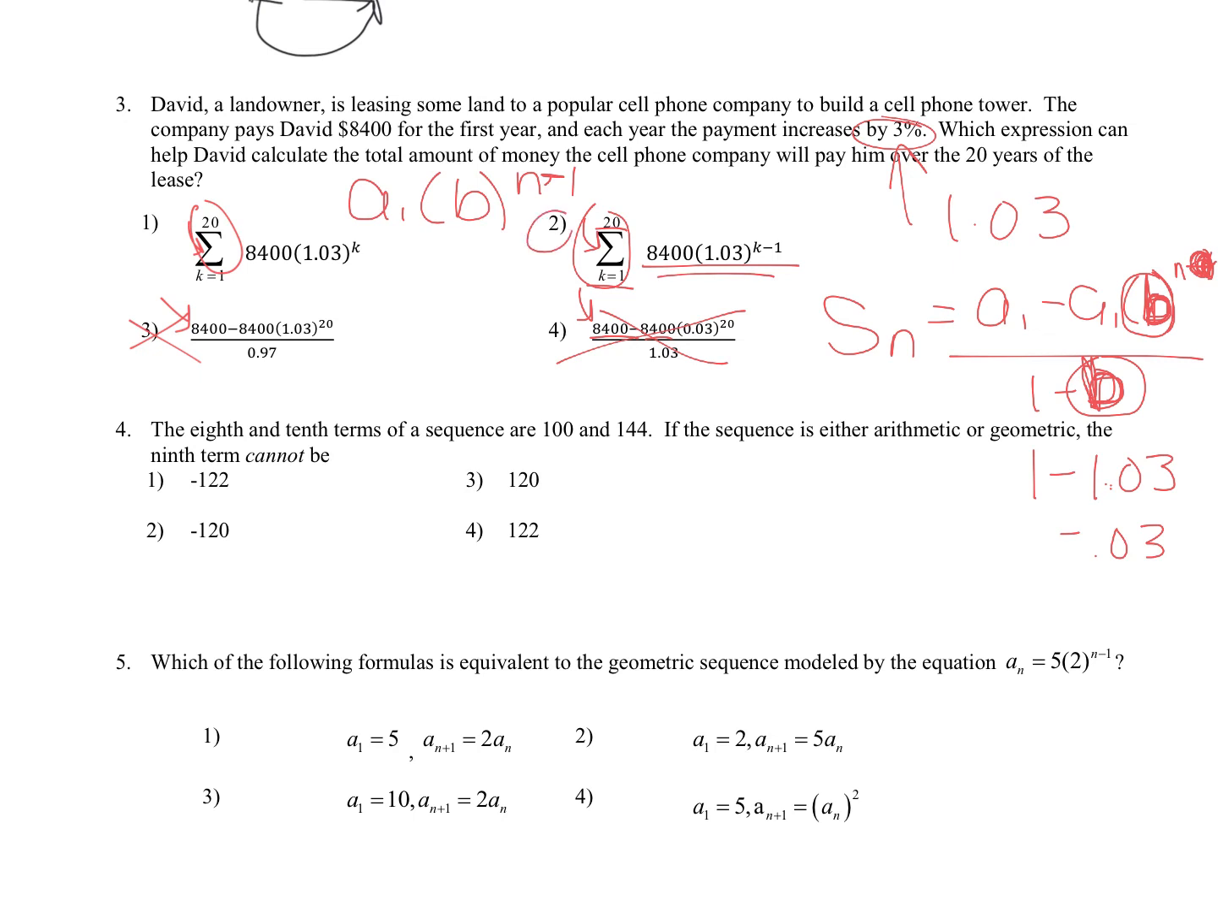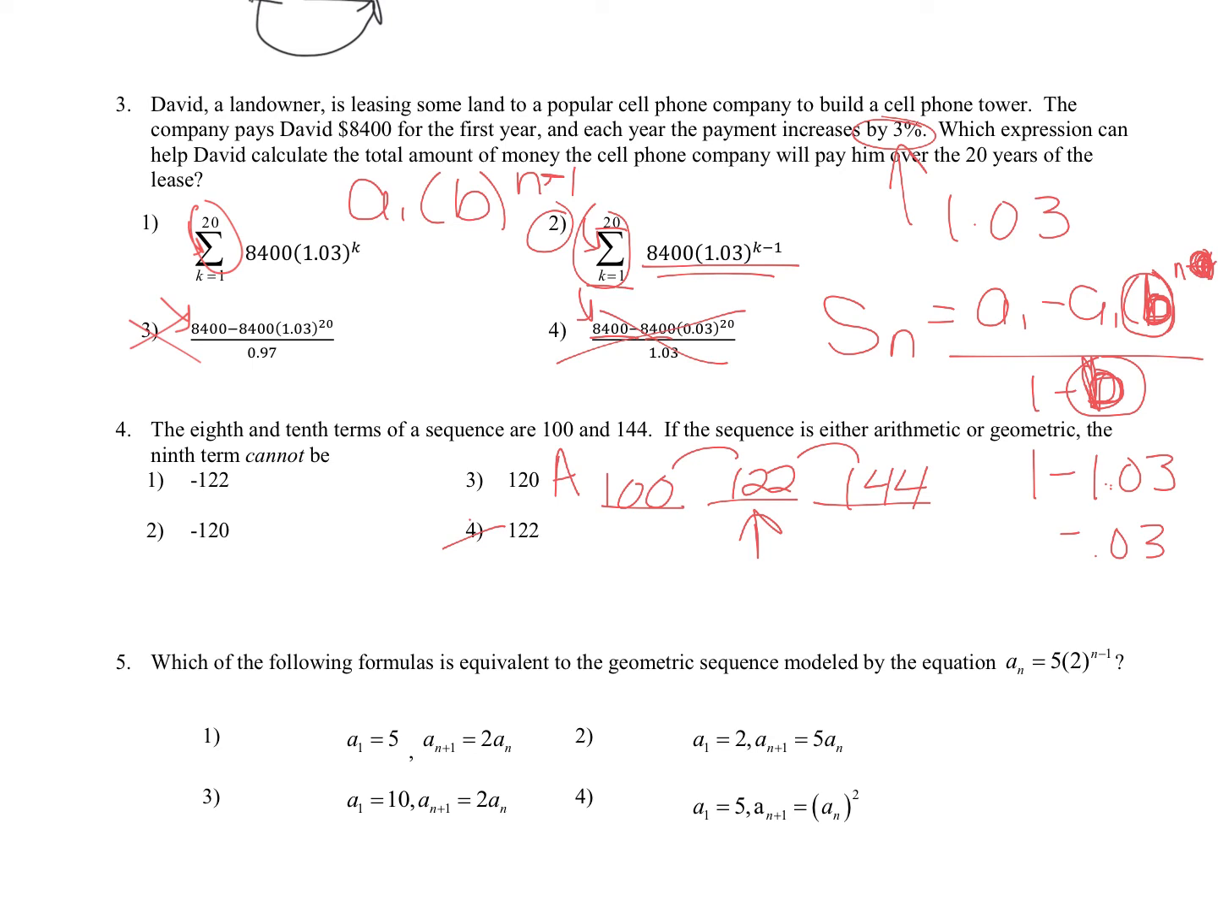The next one says the 8th and 10th terms of a sequence are 100 and 144. The sequence is either arithmetic or geometric. Which one of these cannot be the 9th term? So first off, if I think of an adding pattern, this number would have to be 122 because we'd be going up by 22 each time.